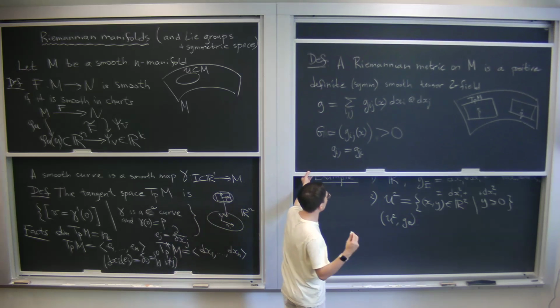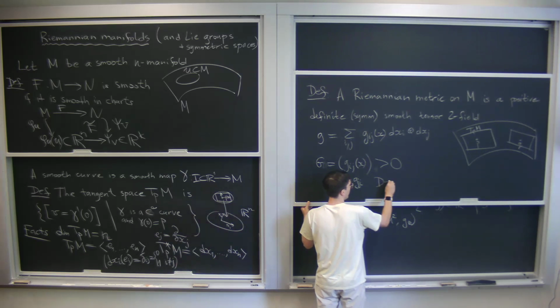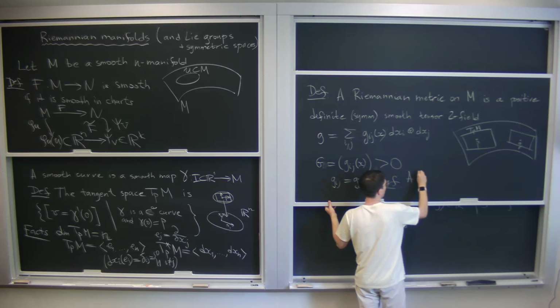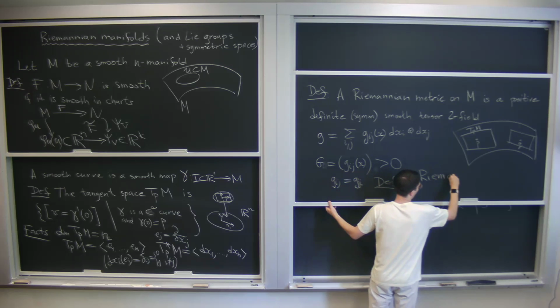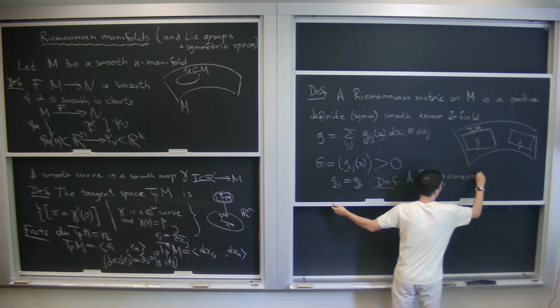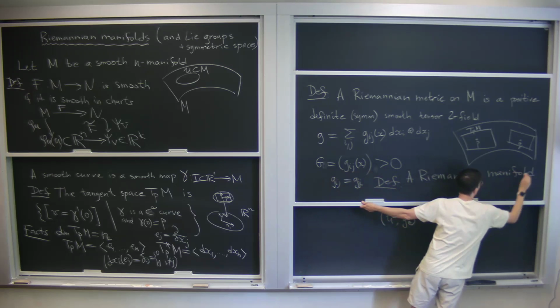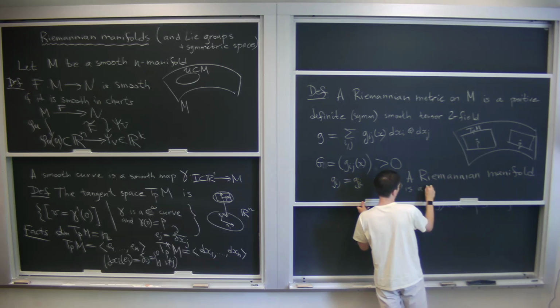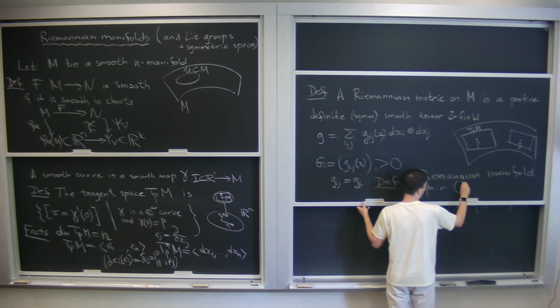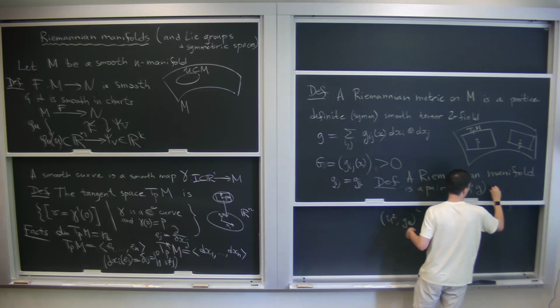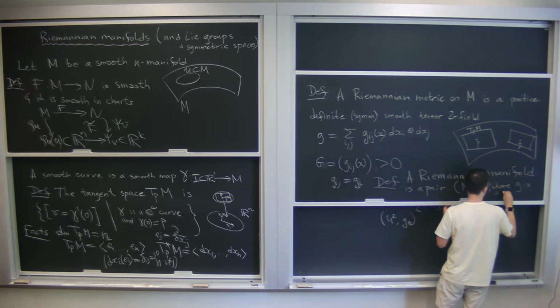Right, and I didn't write it down, but a Riemannian manifold is a pair M and G, where G is a Riemannian metric on M.